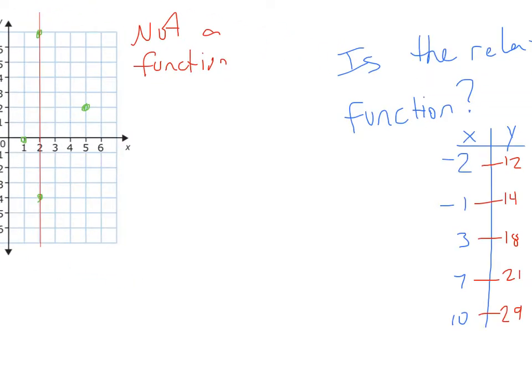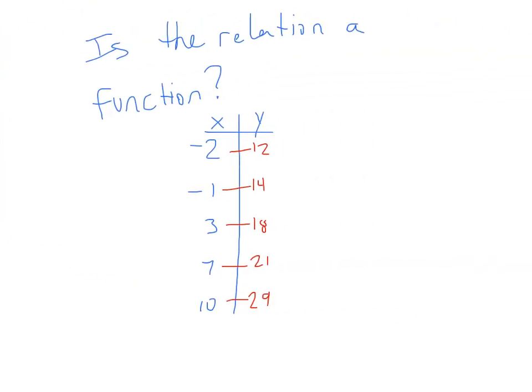Now, it's not as clear on a graph as it is on a mapping diagram, but they'll both give you the same thing. So if I look, this input of -2 is paired with 12. Same thing there, same thing there, same there, and same there. I don't have -2 going to 14 as well as 12. That doesn't happen here. So actually, we would say that yes, indeed, it is a function.